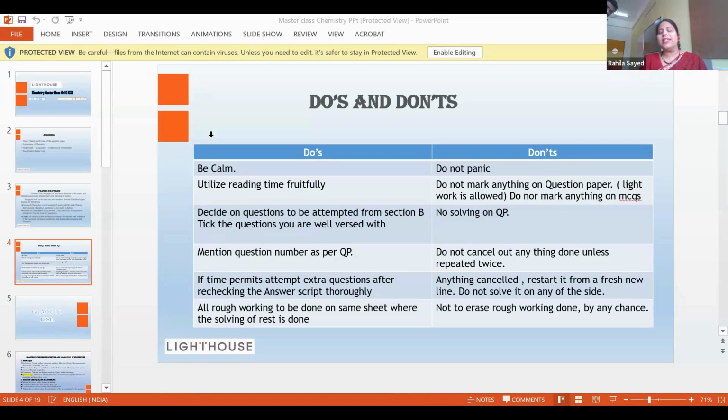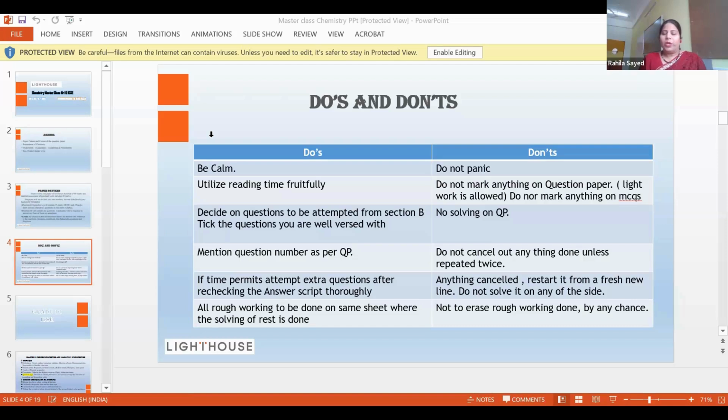Next, utilize the reading time fruitfully. Whatever time, the 15 minutes that you get in reading, you have to read the questions properly, children. In chemistry, they don't give you direct questions. They twist the questions and they give you. So it is very important for you to read each and every question. First, try to understand what is being given in the question and what they have asked you. Okay. Do not mark anything on the question paper. Do not mark anything for the MCQs as well. Light work is allowed, but what I would suggest you is do not write anything on the question paper.